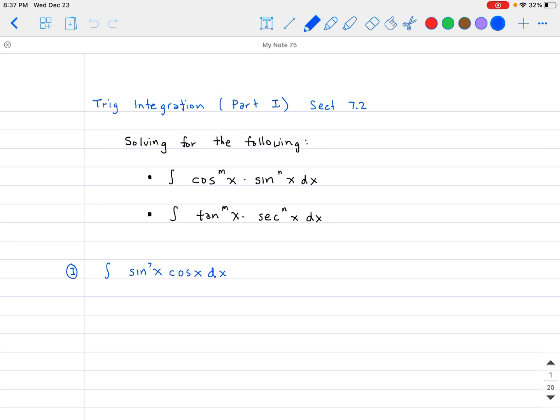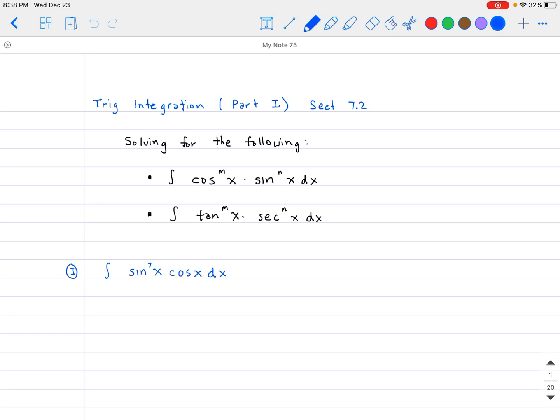Now, this seems a little bit out of the blue if you specifically look at the type of trig integration that we're going to be doing. But I can assure you that you will definitely see this in the near future, because this is more of a stepping stone to something a little bit harder in the later part of chapter 7. But anyhow, let's go ahead and get started.